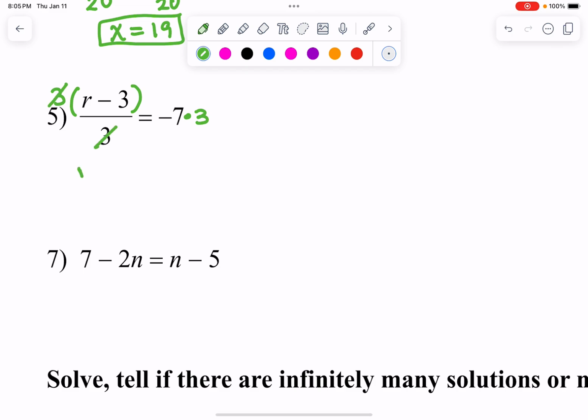And so we're just left with what's in the numerator. R minus 3 is equal to, when we multiply the 3 with the negative 7 on the right-hand side, that gives us a negative 21. Now we can get r by itself by adding 3 to both sides. And if we take negative 21 plus 3, that'll give us a negative 18. So r is equal to negative 18.